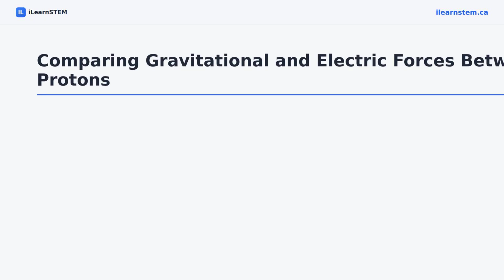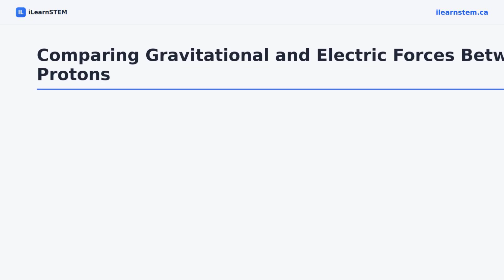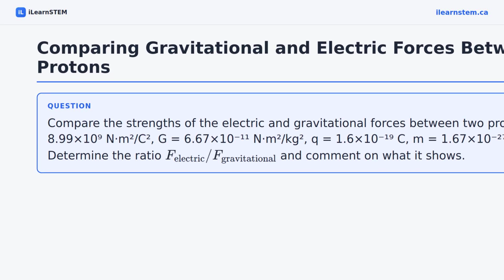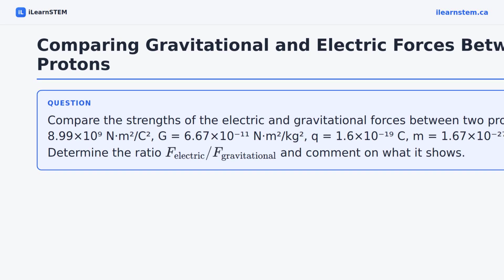We'll compare the strengths of electric and gravitational forces between two protons. Here's the problem. Compare the strengths of the electric and gravitational forces between two protons.